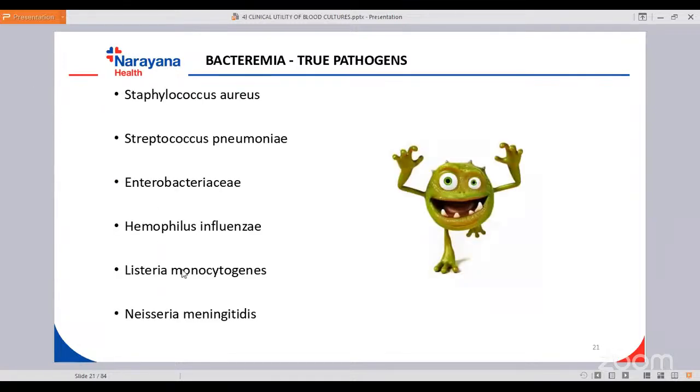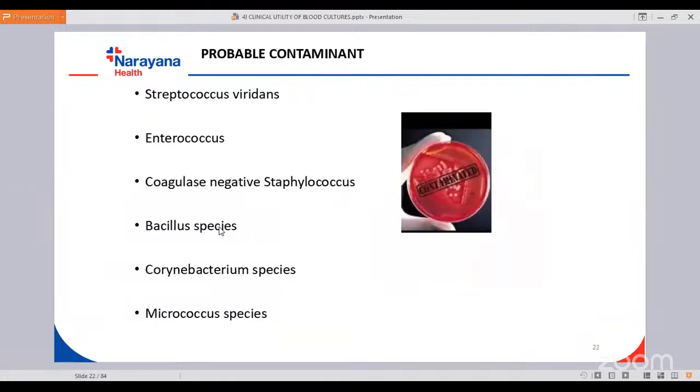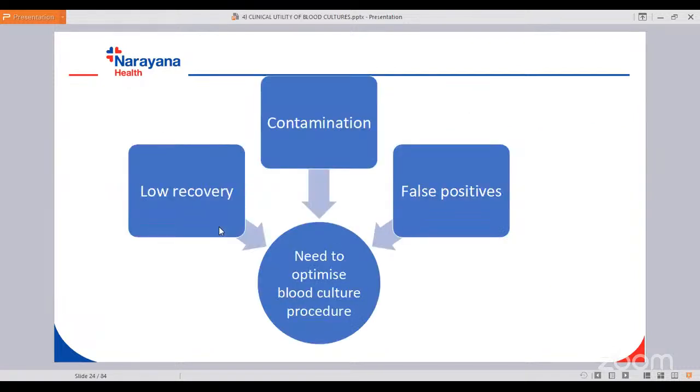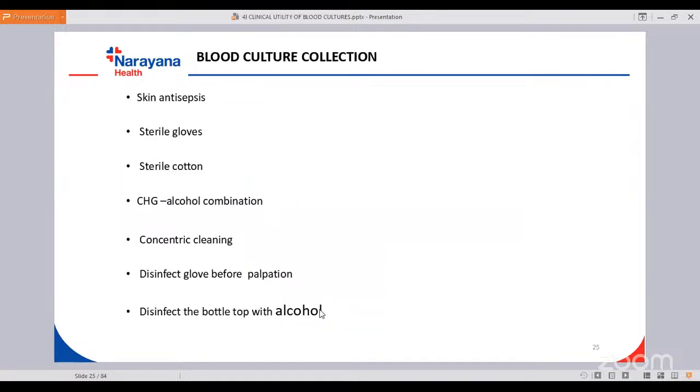If you grow organisms like Staph aureus, Strepto, Enterobacteriaceae, you know that the organism is causing the sepsis or bacteremia. But there are certain organisms which are just skin bacilli, like Strep viridans, Enterococcus, Coagulase negative Staph, Bacillus. These are contaminants which sometimes grow if you've not done the collection properly. So you need to optimize the blood culture collection procedure, which I will describe.